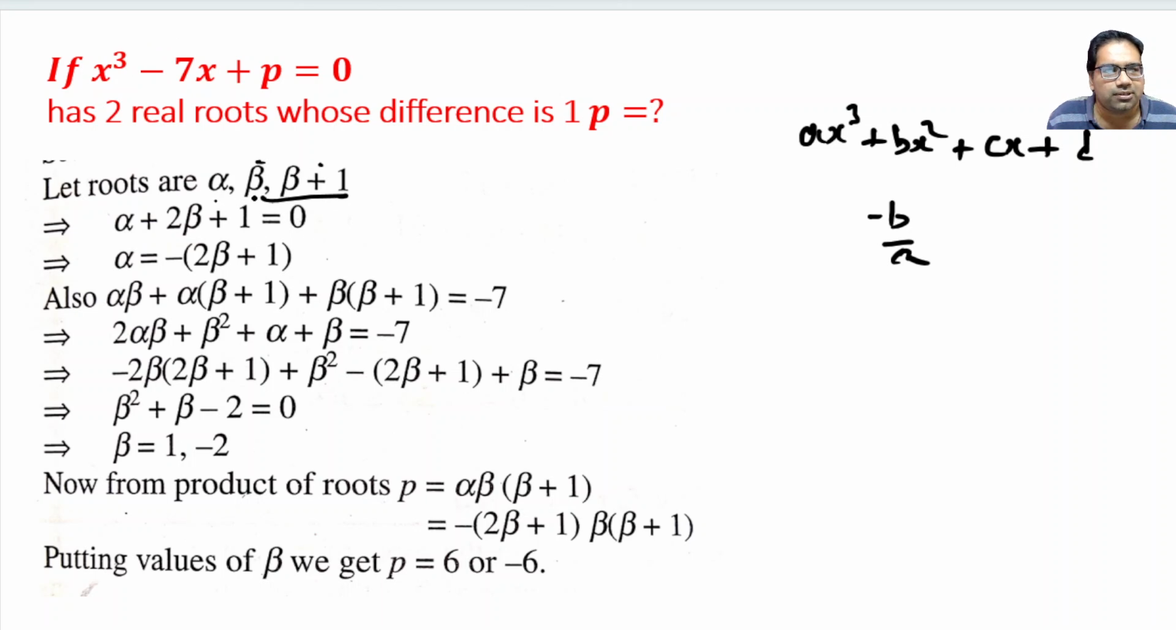What is the sum of the roots? Alpha plus beta plus beta plus 1. That is alpha plus 2 beta plus 1, which should be equal to 0. Okay, what does that mean? Alpha equals minus of 2 beta plus 1, because the sum is equal to 0.